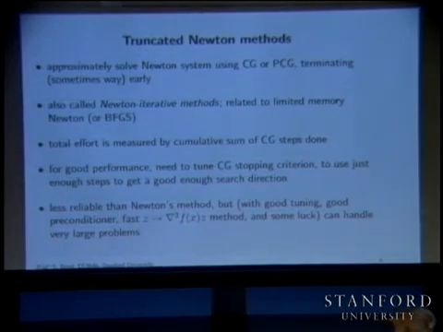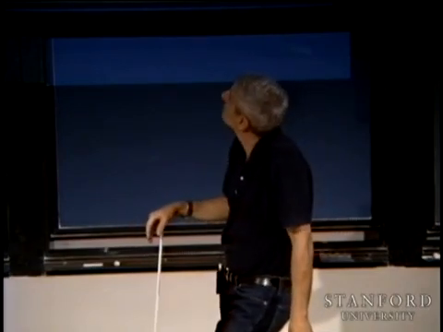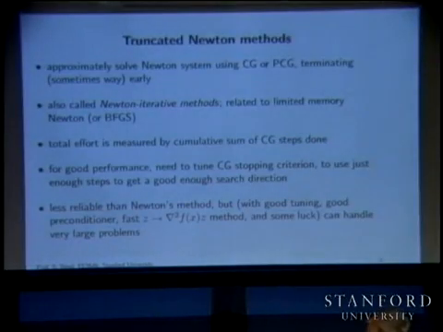Okay. Now, in a situation like that, the cost per iteration is completely irrelevant. The cost is measured by the number of CG steps. Actually, it's the number of calls you make to the multiply by the Hessian. That's the exact cost. And to make these things work well, you're going to need to tune the CG stopping criterion. You want to use just enough steps to get a good enough search direction. If you use too many CG steps, you're going to get a nicer search direction, but it's going to take you longer to get there.